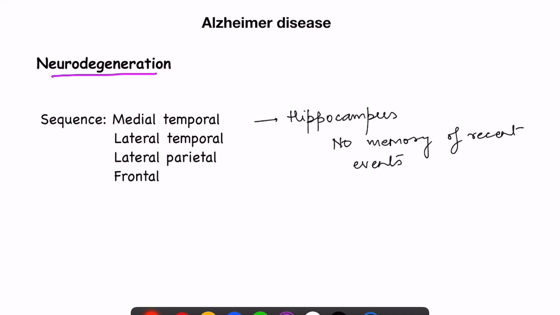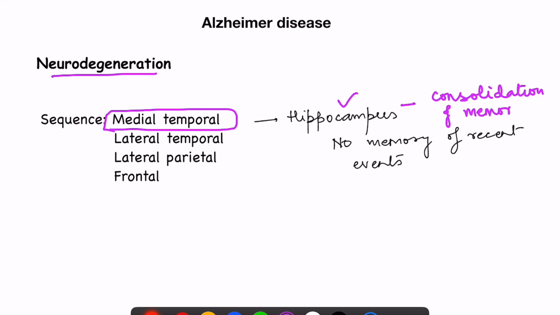So first affected is the medial temporal region, where the hippocampus is located, and the hippocampus has the function of consolidation of memory. That means new events are converted to long-term memory by this region of the brain, the hippocampus. So when there is loss of neurons in this region, there is no memory of recent events. Why recent events and not long-term memory?